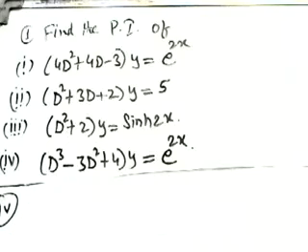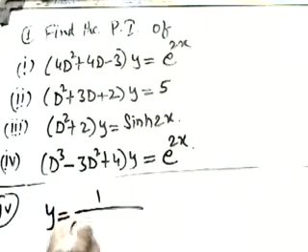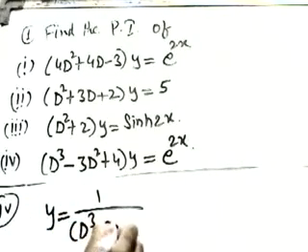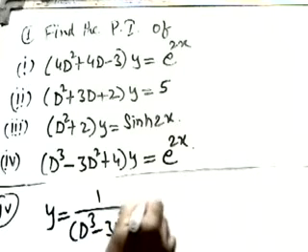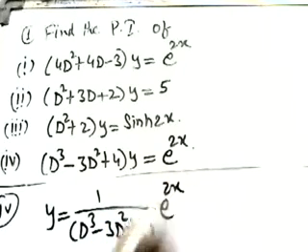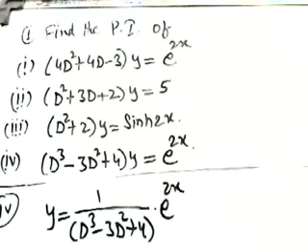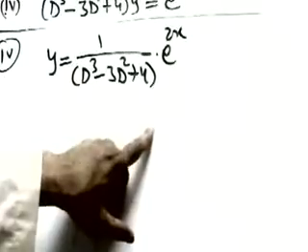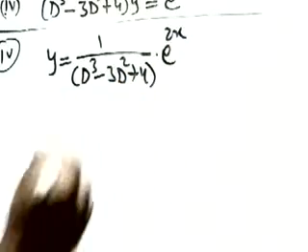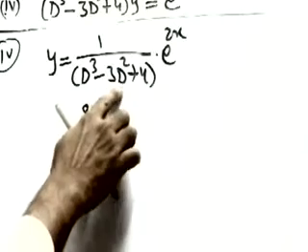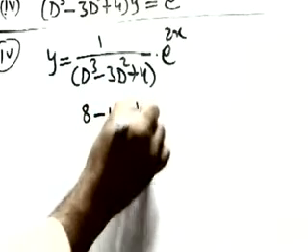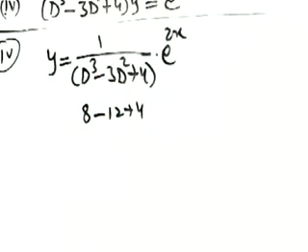Now let's see the fourth question. Let me bring D here. If you write D there, it will be 1 divided by D cube minus 3D square plus 4, into e power 2x. You see here, something changed. If we keep 2 here, what will happen? 2 cube is 8, minus 2 square is 4, 4 threes are 12, plus 4. So this will be 12 minus 12, which is 0.